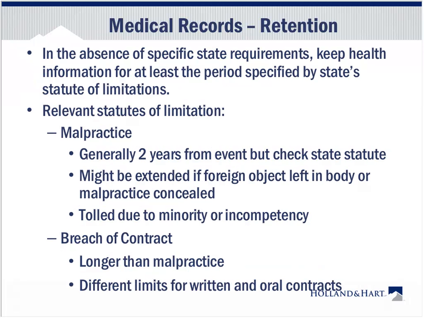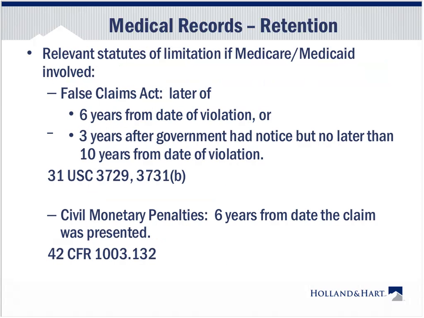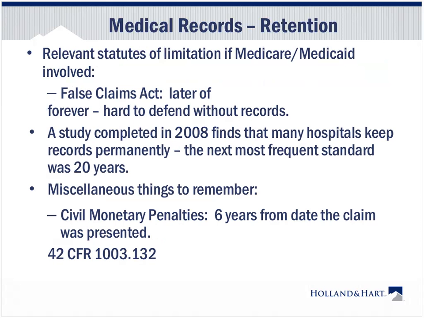The relevant statute of limitations for breach of contract is much longer than malpractice, and most states have a difference between written and oral contracts. But the important thing about this is keeping the records for as long as you need to defend against some problem in the future. Relevant statutes of limitations if Medicare or Medicaid are involved. Here's a couple things. Under the False Claims Act, it's the later of 6 years from the date of violation or 3 years after the government has notice, but no later than 10 years from the date of violation, but that's still a long period of time. Civil monetary penalties, 6 years from the date the claim was presented. So those are all things that you would consider when you're developing your policy.